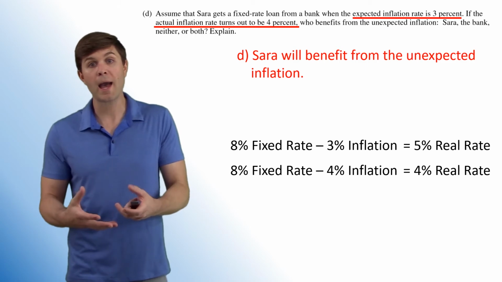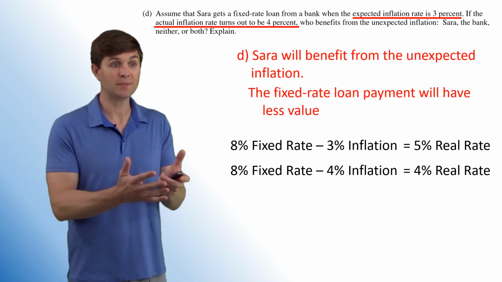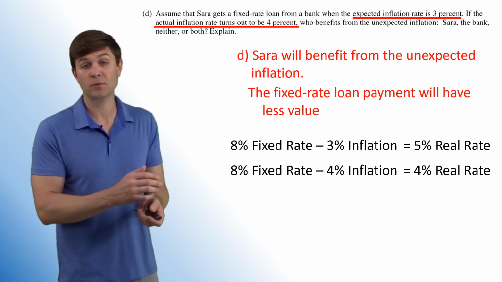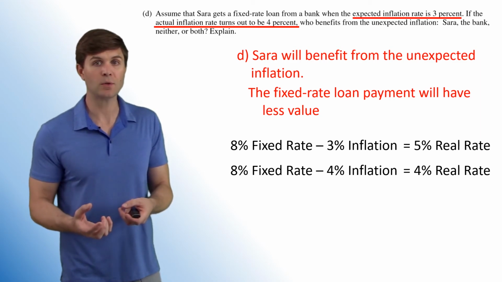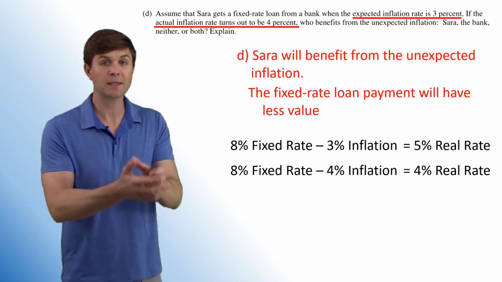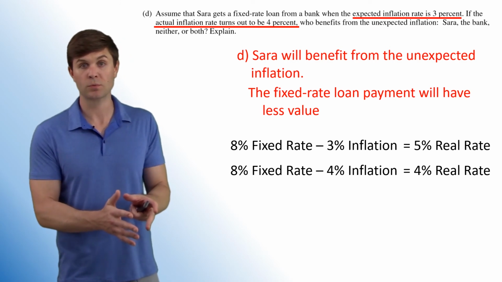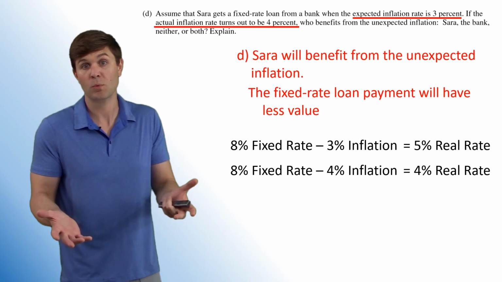Now the answer why is because the fixed rate loan payment that she's going to be making is based on that fixed rate that she received, which was based on an expected 3%. So the loan payment will actually have less value because inflation increased greater than it was. So the payment she's making actually is worth less than it would have been if the real rate of inflation was 3%. Now, you don't need to go into that much detail. Just simply explain that the loan payment is going to be worth less.